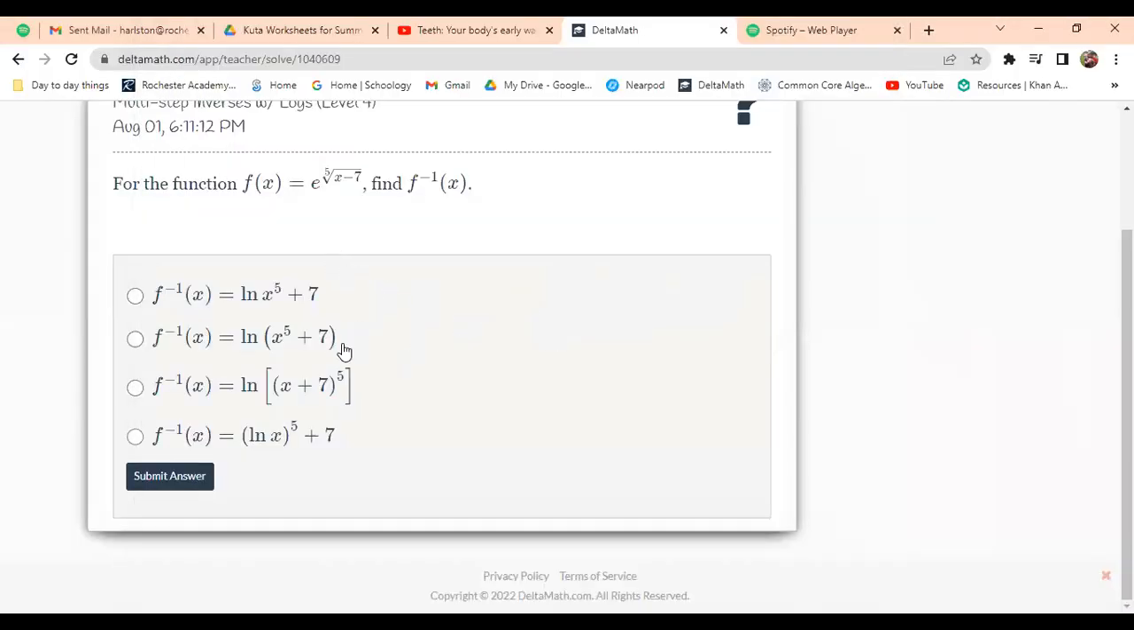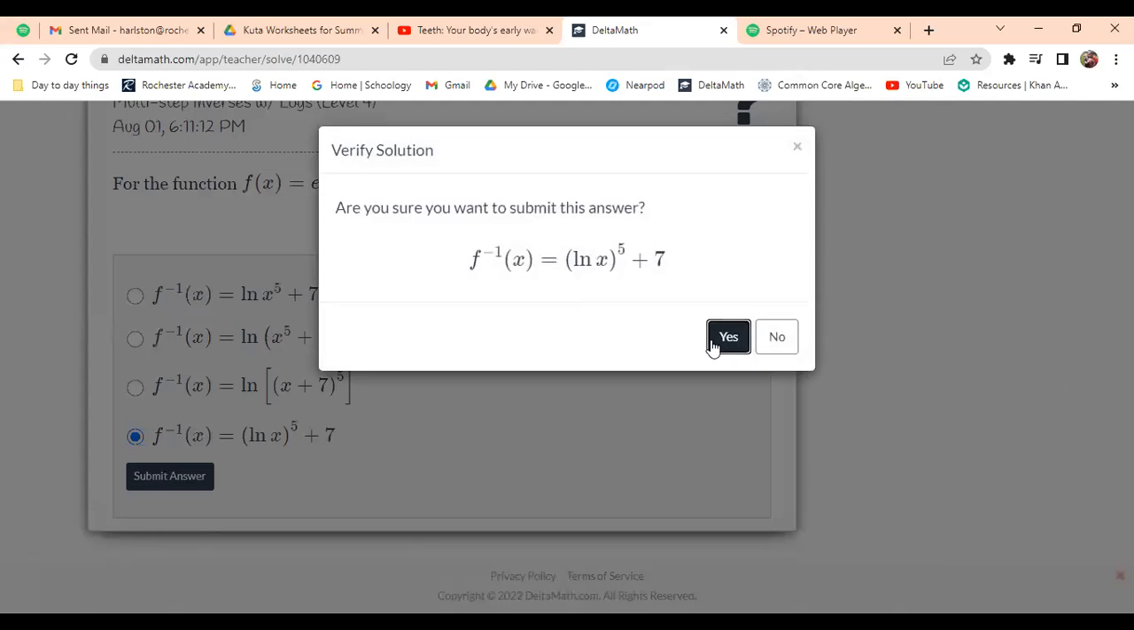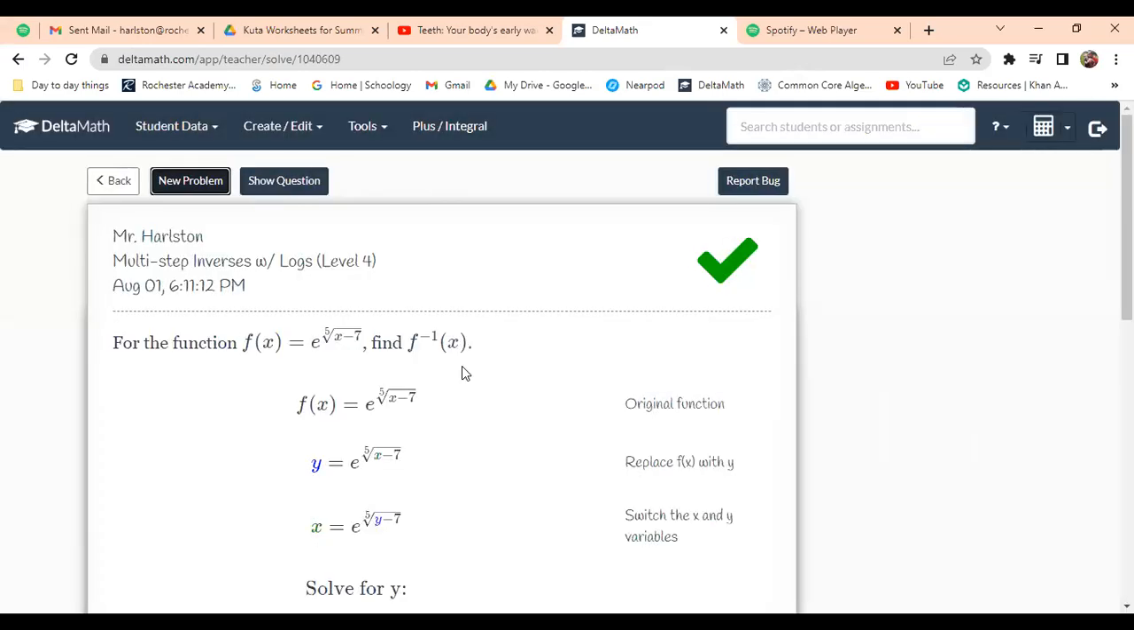We got natural log fit. Actually, this one is the last one. It's not the first one because we're not taking the natural log of x to the 5th. We're taking the natural log of x, to the 5th power. So it would be this one at the very bottom. Submit it. Let's see if I'm correct. I am. All right, I'm going to do one more.